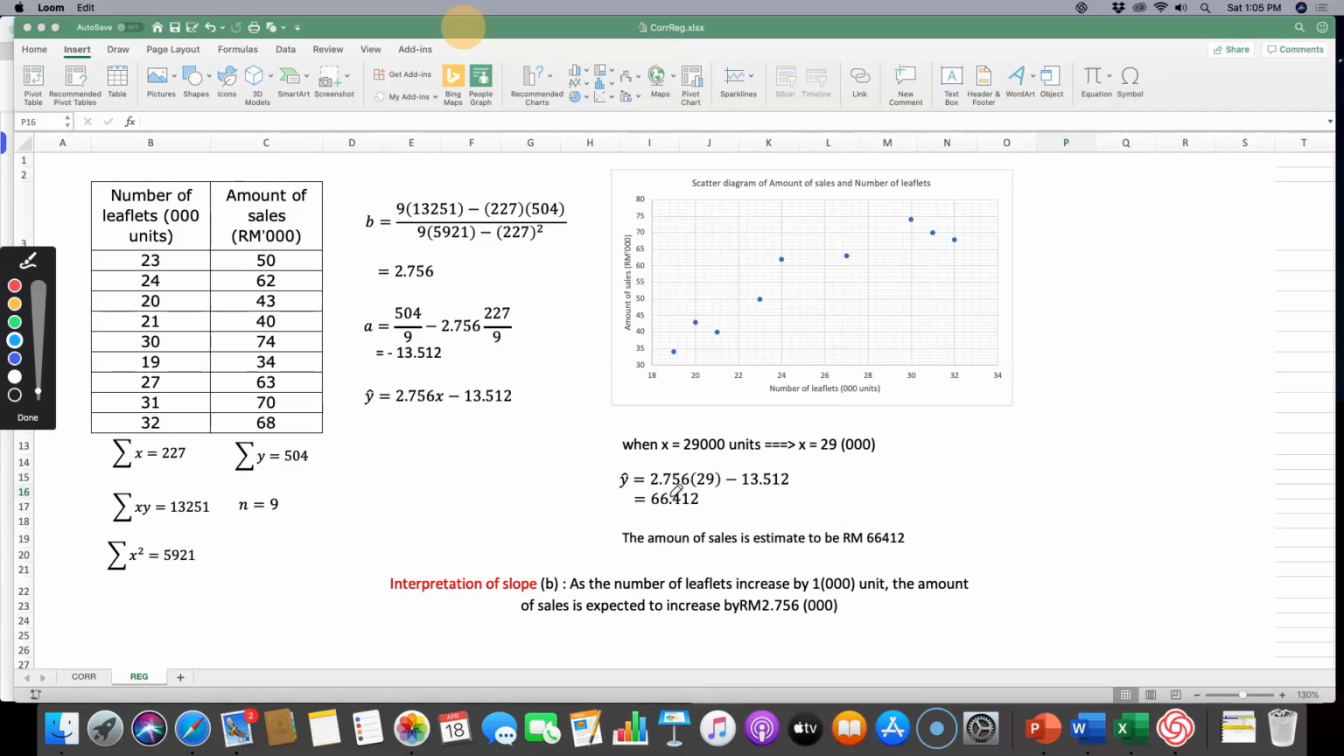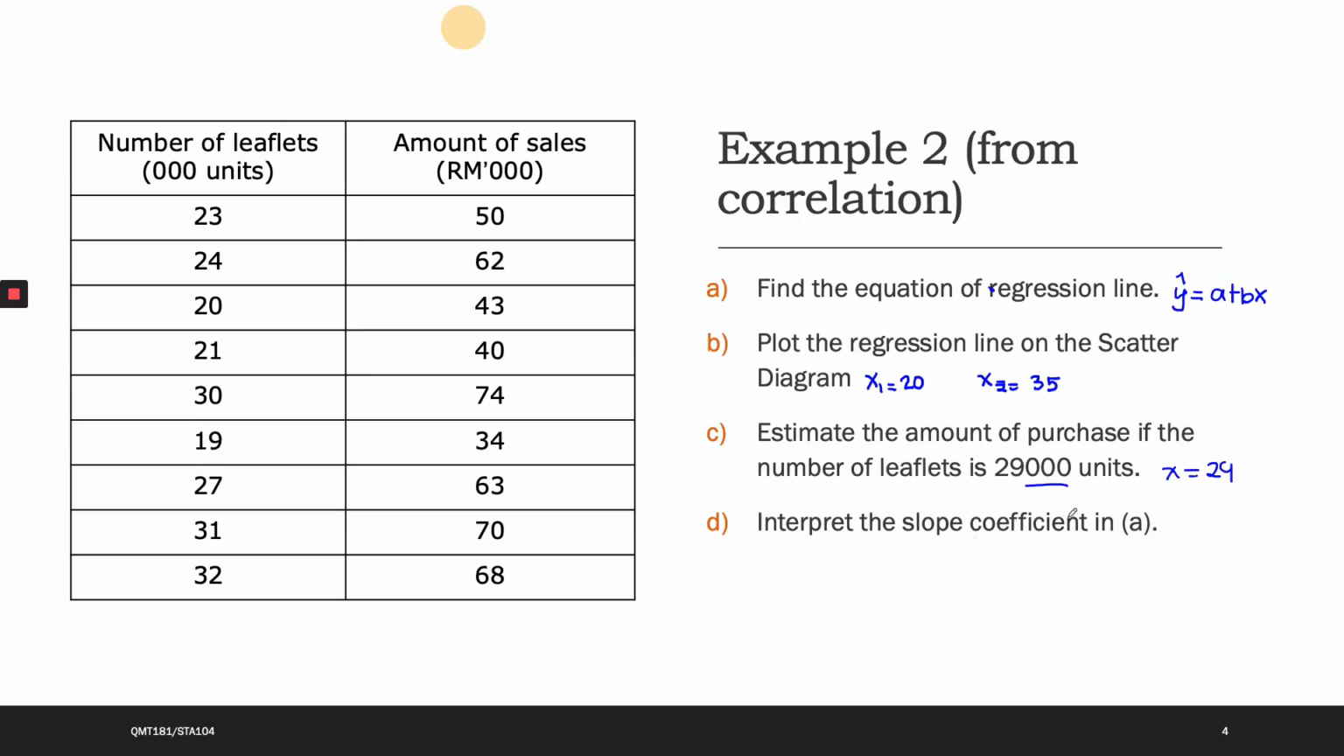Look back. Your sale is in this form. So if you want to explain about the sale, you have to explain as a whole number that we use here. If in 1000, you should put in 1000. You can also use RM 66.412. However, make sure you put the information of 1,000 ringgit Malaysia in bracket because it illustrates the information in here. The last part, interpret the slope coefficient in A.